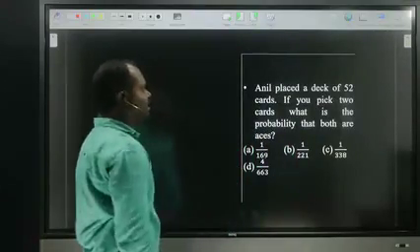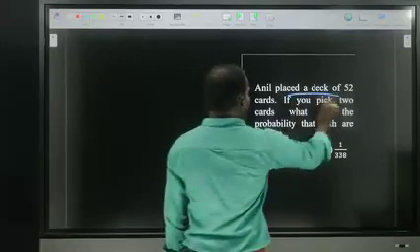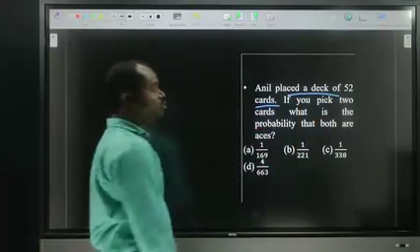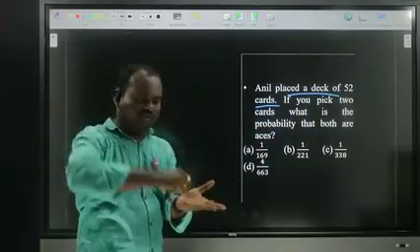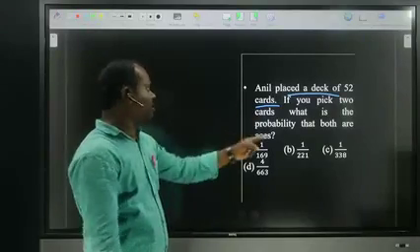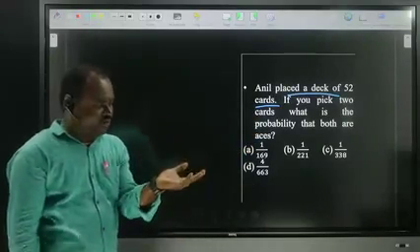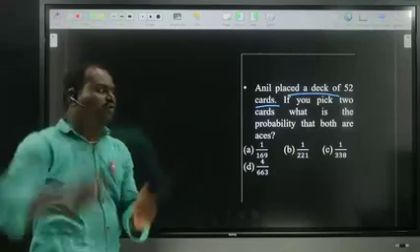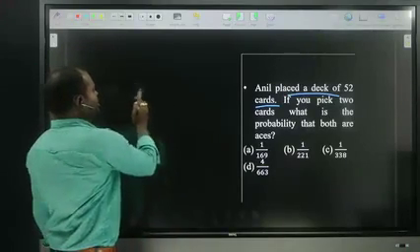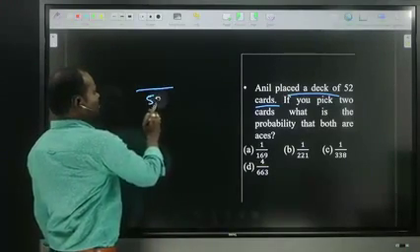A deck of 52 cards. If you pick two cards, what is the probability that both are aces? Total 52, and from that we are selecting two cards. So the denominator is 52C2.